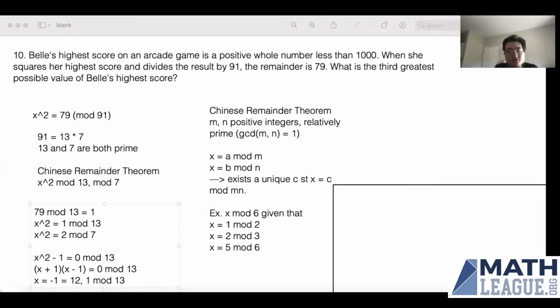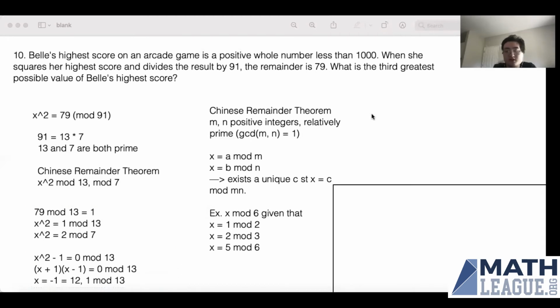Because one of those factors has to be a multiple of 13, because 13 is prime. Both of them can't be multiples of 13 at the same time, so we know we're done. X can only be 1 or 12 mod 13. Cool, so we've got the first part down, and I'm going to write this over here.